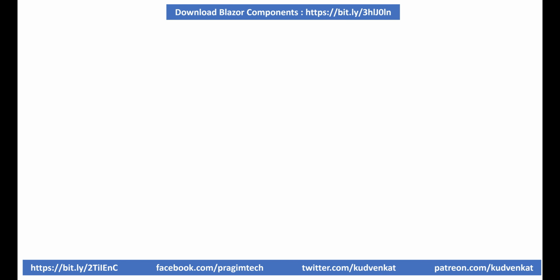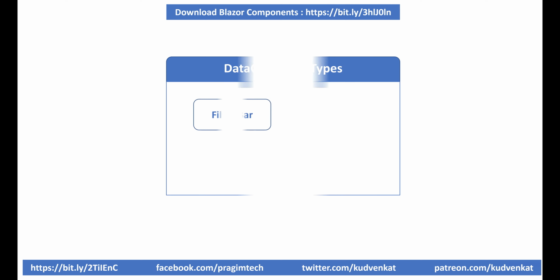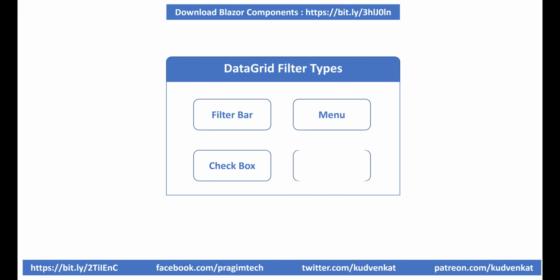Out of the box, Syncfusion Blazor DataGrid supports different types of filters: filter bar, menu, checkbox, and Excel. In our previous two videos, we have seen filter bar in action. In this video, we'll discuss the rest of the three types of filters.